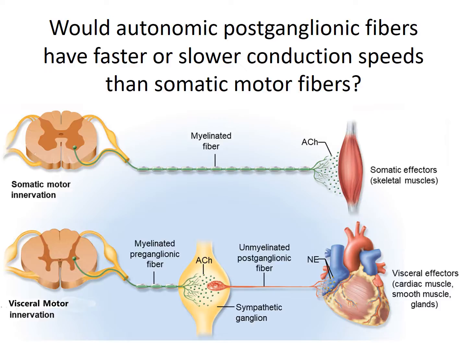So if the nerve fiber, the postganglionic fiber here, is unmyelinated, nerve conduction is going to be slower in the case of the autonomic postganglionic fibers.